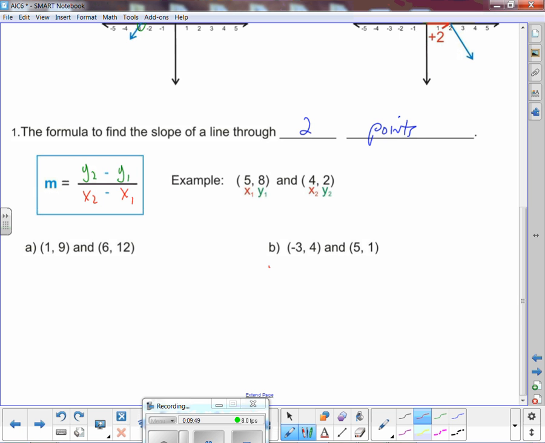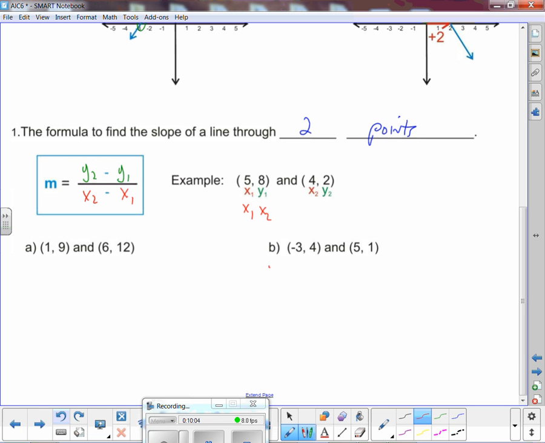I always encourage my students to label their points. You know what students want to do? Here's what I see: when they're just looking, they think this is x1 and this is x2. Well, no, that's not right.